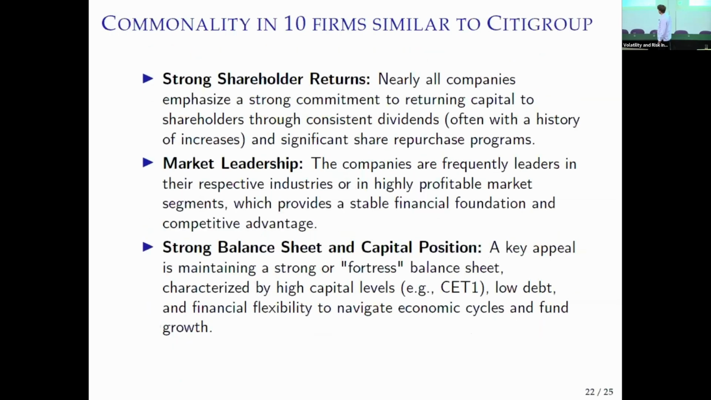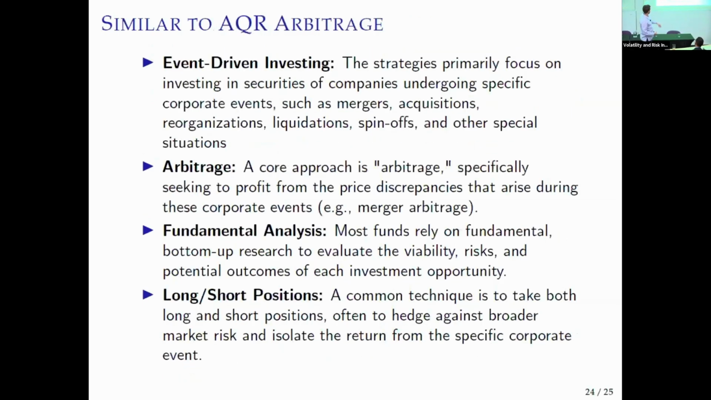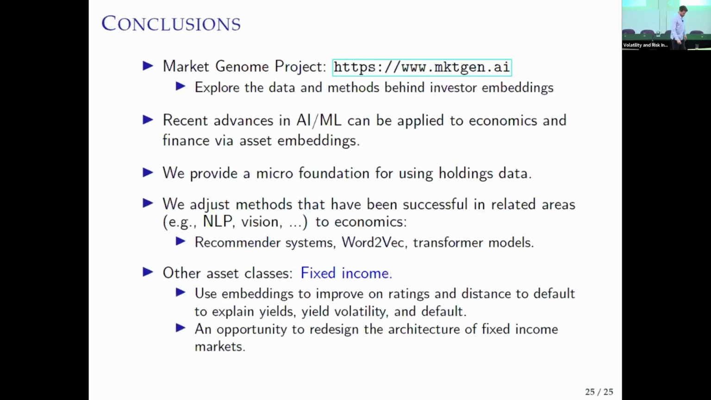We can do the same thing on the investor side. On the investor side, I'll take investor embeddings that we learn and find the 10 investors that are closest to DFA's small cap value fund. And then I'm going to take the investor prospectuses and see what's in common across those. Focus on small cap companies, value investing philosophy, use of specific valuation metrics, and so on and so forth. Very natural things that are these dimensions that our holdings-based investor embeddings are capturing. You can do the same thing with AQR's arbitrage fund: event-driven investing, arbitrage, fundamental analysis, long-short positions. All right, so I'm running out of time here.